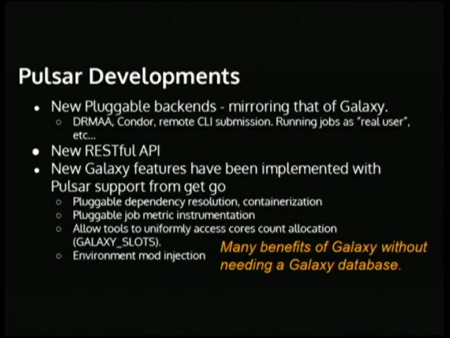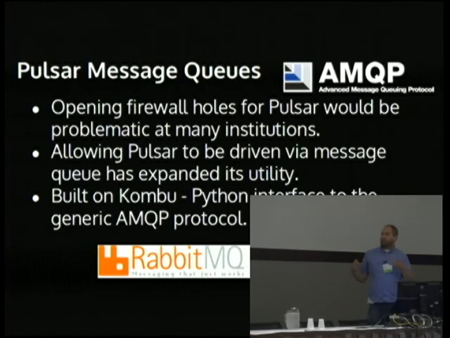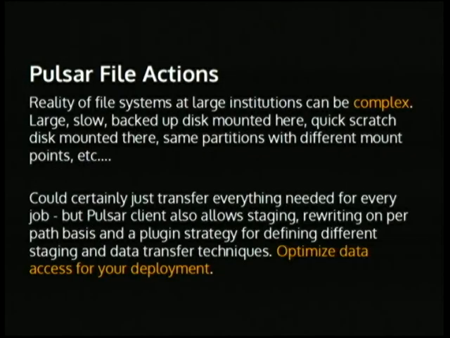So it's got a new RESTful API, and a lot of these new features I mentioned in terms of the plugin support are useful within Pulsar. It can talk via message queues, so you don't have to break firewalls in order to submit jobs. So to make it more useful in more different kinds of deployment scenarios.